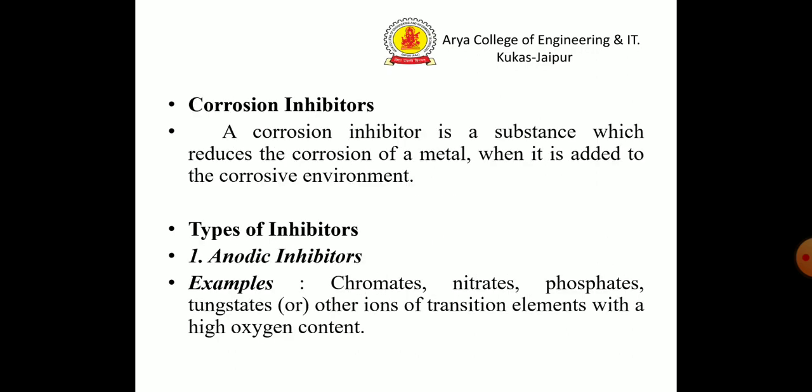Next is corrosion inhibitors. In this we will discuss what inhibitors are. A corrosion inhibitor is a substance which reduces the corrosion of a metal when it is added to the corrosive environment. Next, types of inhibitors. First is the anodic inhibitor. Examples of anodic inhibitors: chromate, nitrate, phosphate, tungstate, and other ions of transition elements with high oxygen content.